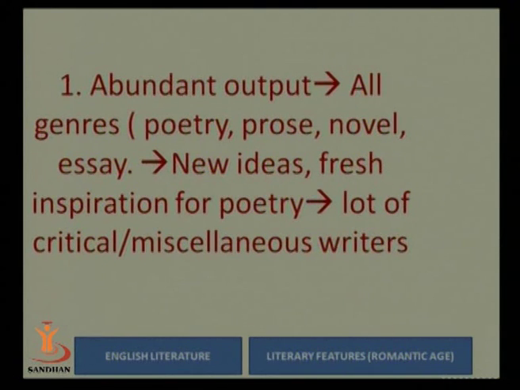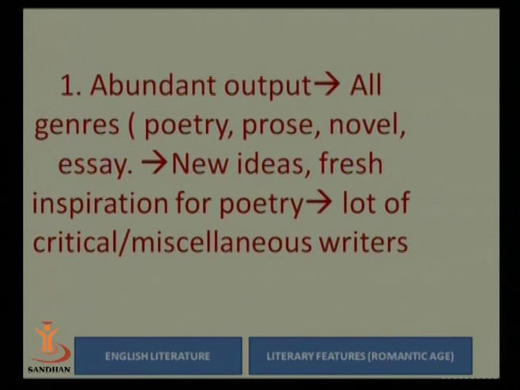Now let us focus on each one of the literary features to understand what it stands for. When we talk about abundant output, the message is very clear that a lot of works were being written, published, read and appreciated during this period. Therefore, we again go back to the Elizabethan age, where you will find similar things happening. This is not an age where a particular genre was focused on. Poetry, prose, novel, essay, all these various forms of literature were given justice. They were all written, read and appreciated, and therefore a lot of different kinds of works were being generated during this period.